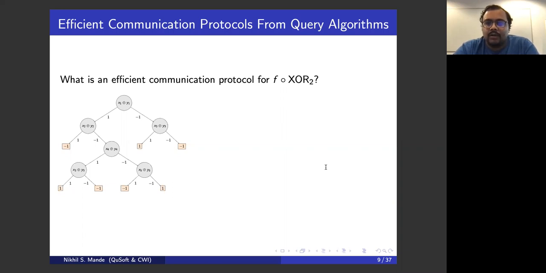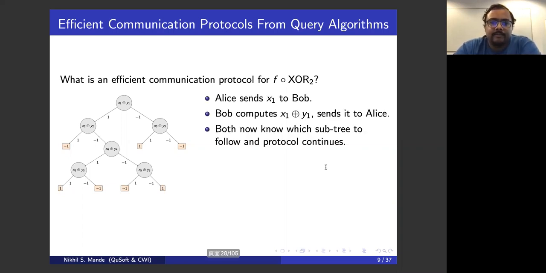And now how are Alice and Bob going to jointly simulate this in the classical world? When you're at an arbitrary node that queries xi XOR yi, Alice can just send across her input xi to Bob. Bob can compute xi XOR yi, and now they have jointly simulated the query that occurs at one node. Then they know which subtree to follow and just simulate exactly what the query algorithm did. So what does this mean? When one query was used in the query setting, we're using 2 bits of communication in the communication setting.